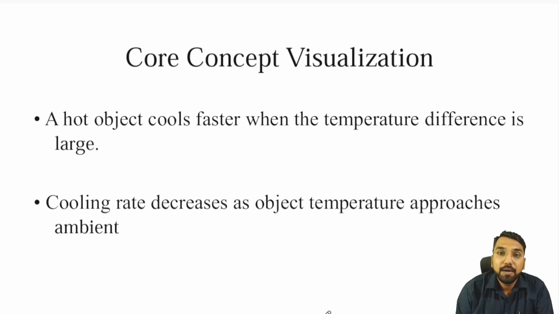Core concept visualization: a hot object cools faster when the temperature difference is larger. Just two minutes ago I elaborated that in the first case, let's say this hot plate is at 60 degrees Celsius and it is surrounded by water at 2 degrees Celsius or 4 degrees Celsius.